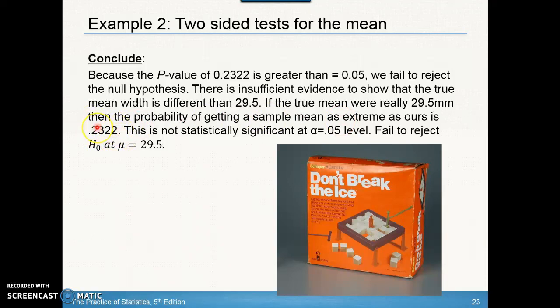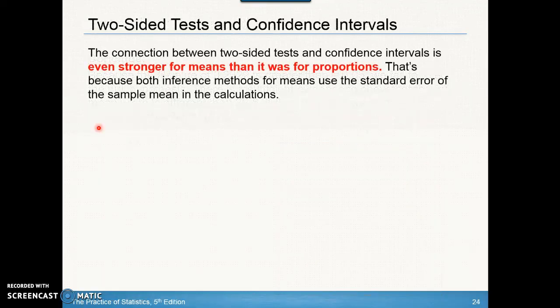So that's pretty high. It's basically like saying that can happen pretty often. Since it can happen pretty often and it's within the realm of possibility, it's not statistically significant at the alpha equals 0.05 level, and we're failing to reject the null.